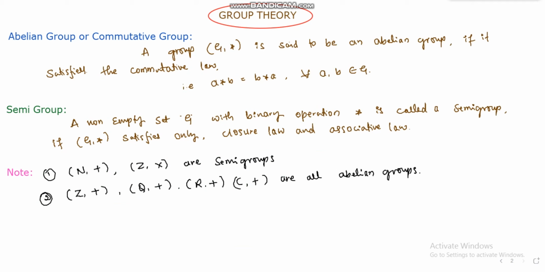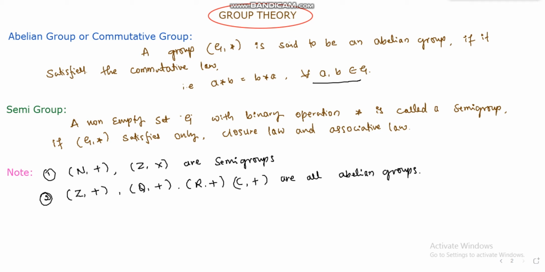Now we go to the next concept, that is abelian group or commutative group. A group (G, star) is said to be an abelian group if it satisfies the commutative law, that is, a star b is equal to b star a for all a, b belongs to the group G.